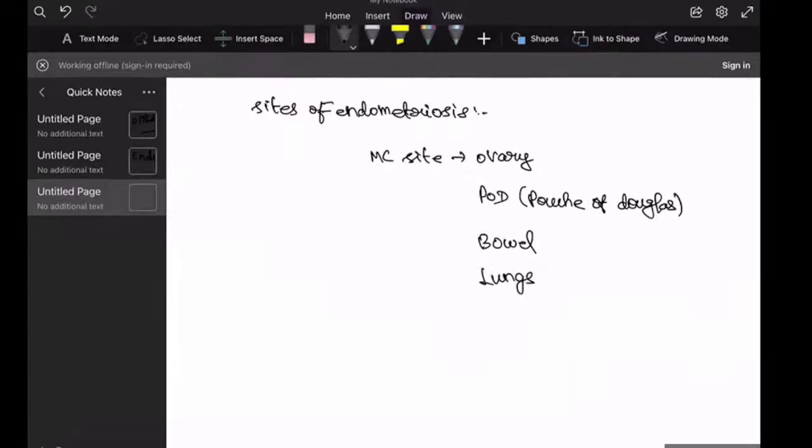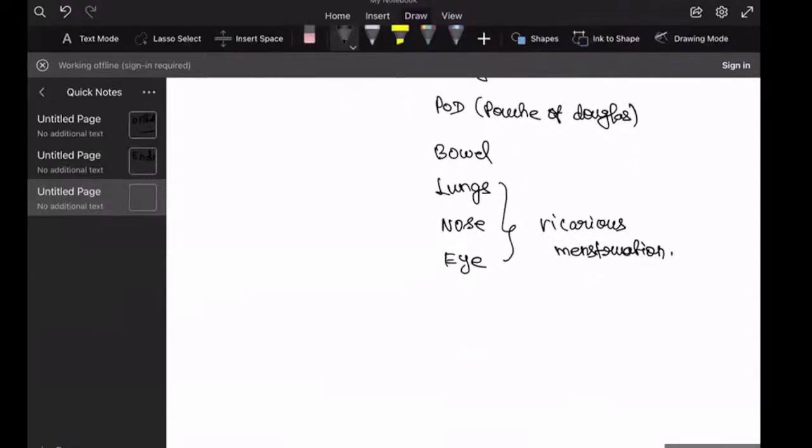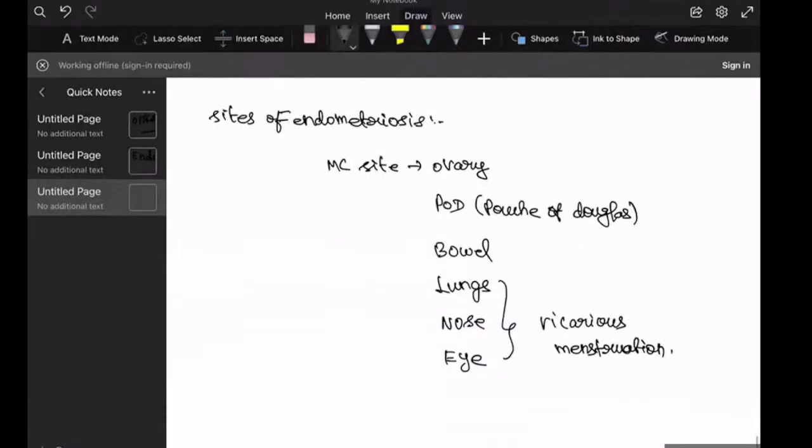Can we go to the lungs, nose, eyes? If there is presence of endometrium on lung, nose, eyes, it is called vicarious menstruation. If the female is menstruating via lungs, nose, or eye, it is called vicarious menstruation. And in the ovary, we have the important cyst, chocolate cyst.